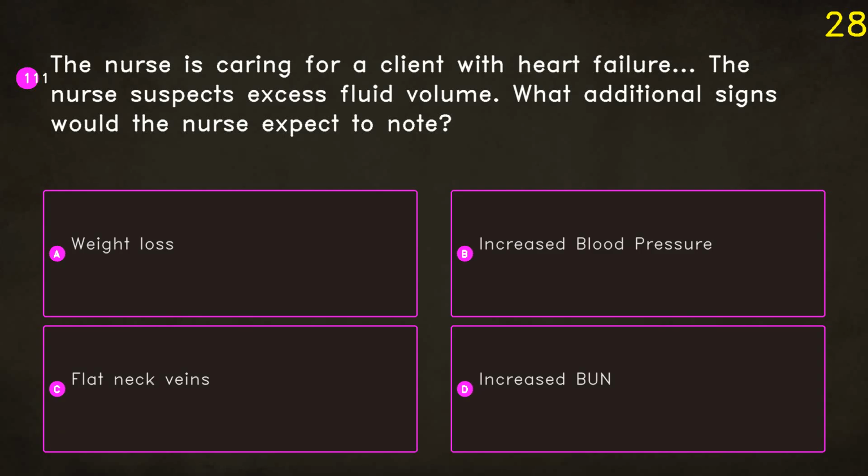Question 111. The nurse is caring for a client with heart failure. The nurse suspects excess fluid volume. What additional signs would the nurse expect to note? A. Weight loss, B. Increased blood pressure, C. Flat neck veins, D. Increased BUN.